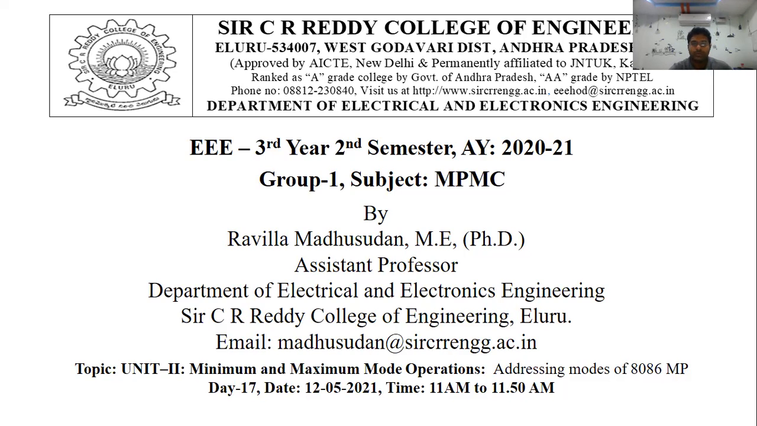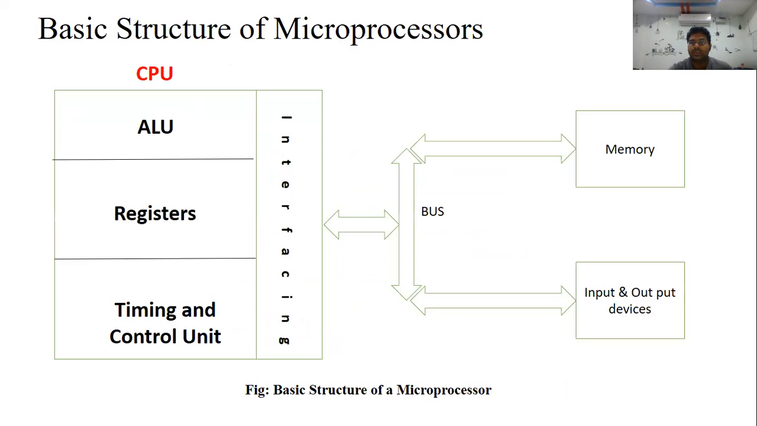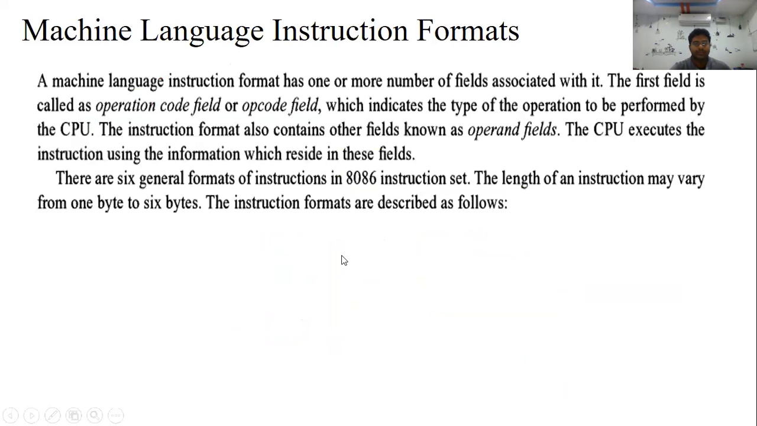Before going to that, in the last class we discussed some topics like the machine language instruction format. You know that our 8086 microprocessor can operate on instructions from 1 byte to 6 bytes. The maximum instruction size is 6 bytes. Remember, the minimum instruction size is 1 byte.